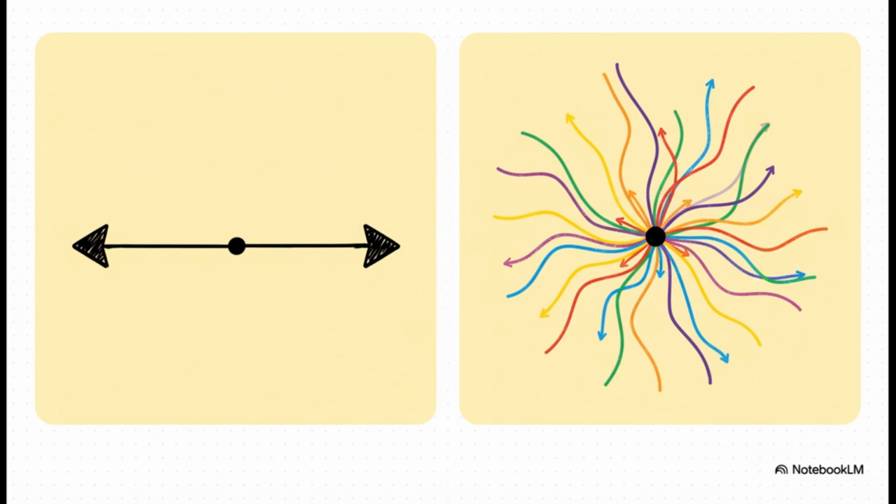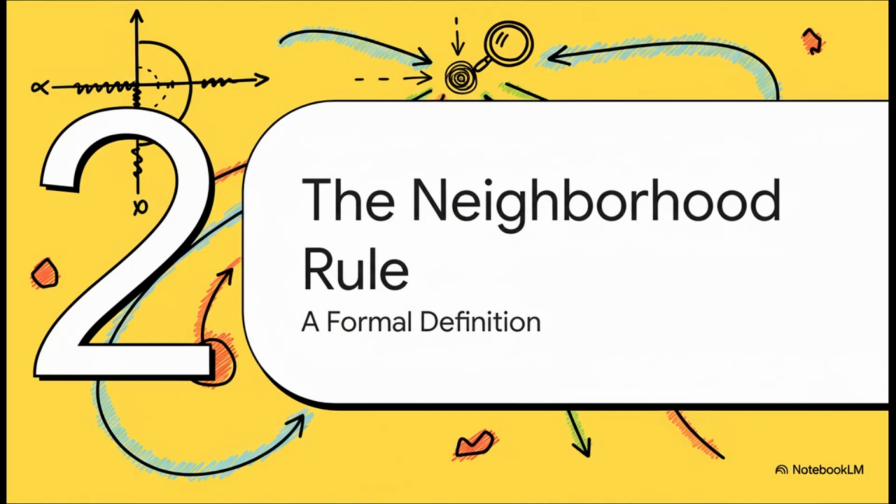But in the complex plane, it's like you're in the middle of a vast open field. You can approach your target point from the north, the south, from a diagonal. You can spiral in. There are literally infinite paths. And that creates a huge new challenge. So how on earth do you create a rule that works for an infinite number of paths? You need a definition that's rock solid, something that doesn't care which direction you're coming from.